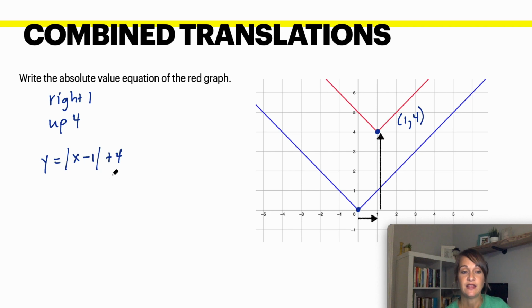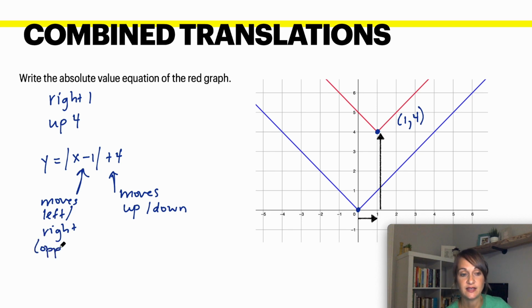So again, the outside moves up and down. The inside moves left and right, but it actually moves in the opposite direction.